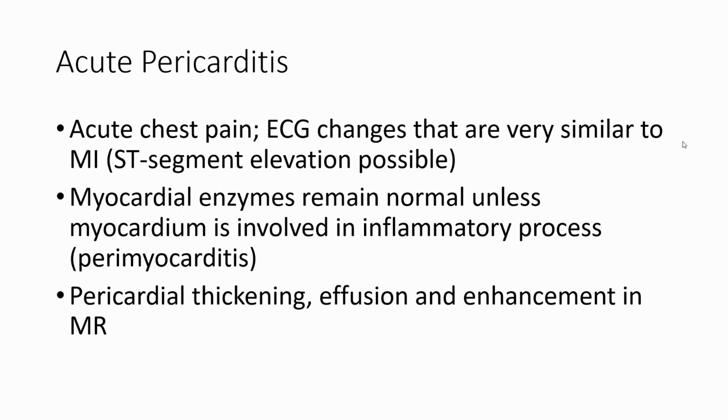Acute pericarditis presents with acute chest pain and ECG changes that are very similar to MI, with ST segment elevation possible. Myocardial enzymes remain normal unless the myocardium is involved in the process. Findings include pericardial thickening, effusion, and enhancement on MRI.